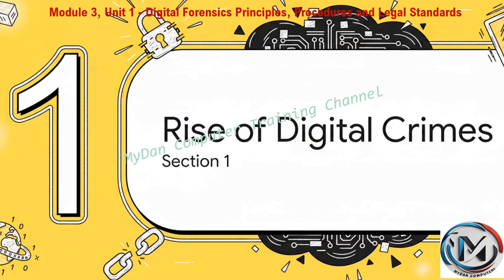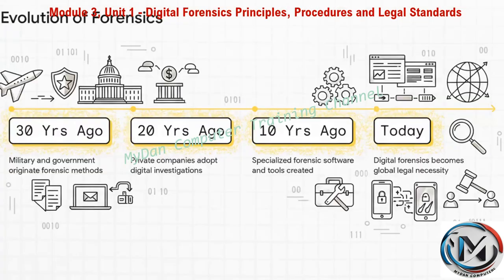Starting off with Section 1, the rise of digital crimes. You know, technology is basically baked into every single aspect of our lives now. And because of that, the crime scene has permanently shifted from physical streets to digital servers. And it is crazy how fast this escalated.